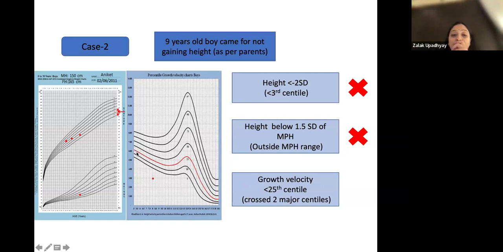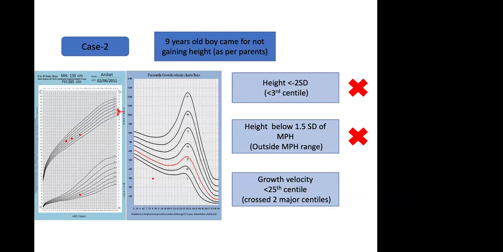When we see the growth velocity curve, this is for boy. This is the 25th centile, which is normal. Anything below 25th centile is abnormal. So this child, the growth velocity is here, this red dot. So definitely this is a case of short stature, because velocity is less and child is crossing the centiles and coming down. This is the importance of sequential growth monitoring and plotting.